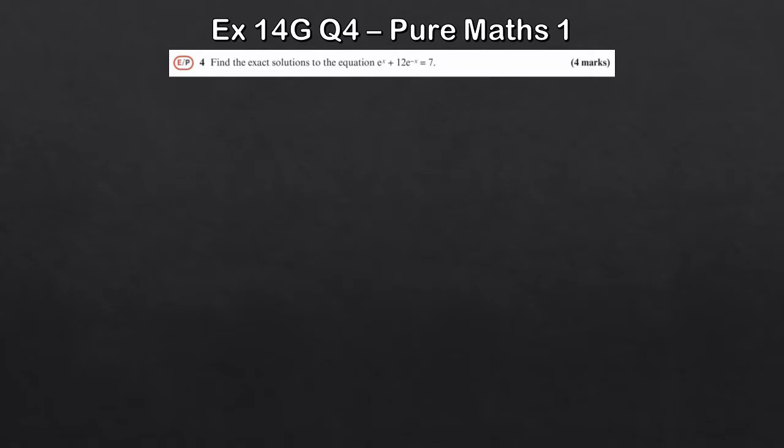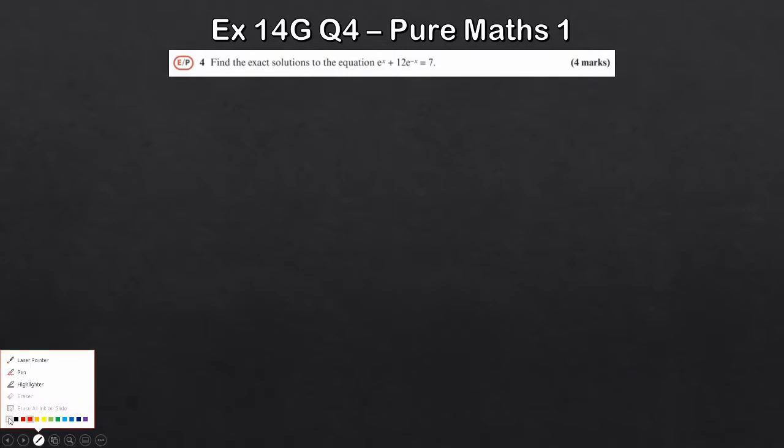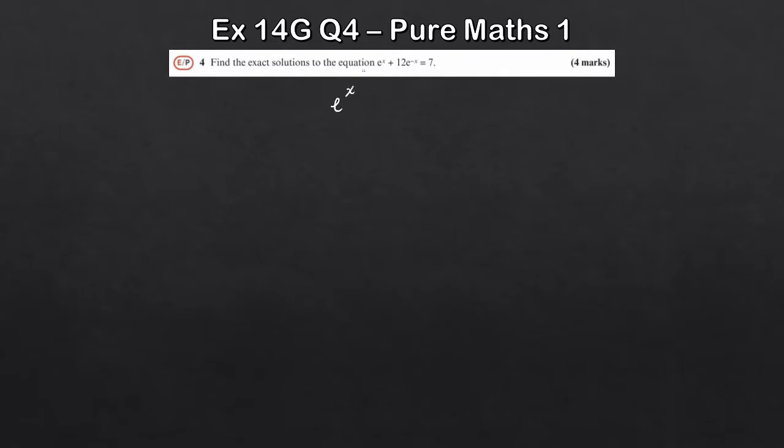So the first question here, we want to find the exact solutions to the equation given in the question. So let's just rewrite our expression just a tiny bit. We've got e to the x plus 12 e to the minus x. Now e to the minus x, we could write that as 1 over e to the x, because it's 12 times that, so 12 over e to the x, right? So that's what we've got here, and this is equal to 7.